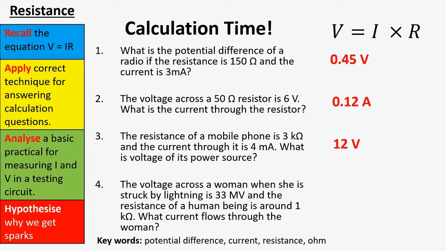Finally, the voltage across a woman when she is struck by lightning is 33 megavolts, and the resistance of a human being is around 1 kiloohm. What current flows through the woman? We are going to assume on this occasion that this woman is actually a human being, and this gives us an answer of 33 kiloamps. If you've written 33,000 amps, that's fine. The question doesn't specifically ask you to answer in kiloamps, but either of those numbers are absolutely fine.